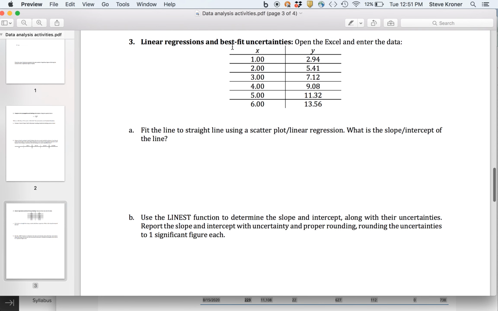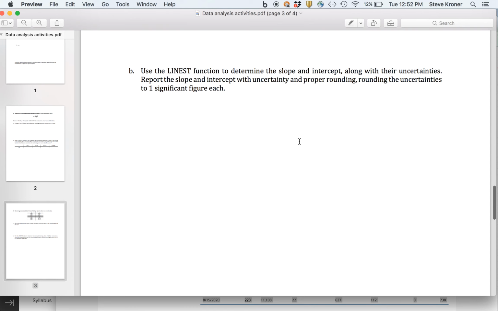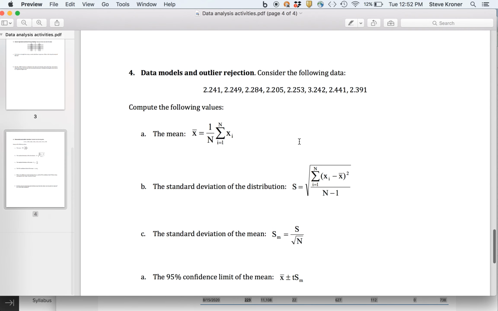Now moving ahead, we have a linear regression. Sometimes we have to do these in the class. I'm going to put up a second video specifically geared towards using the Linest function. You could also find general videos on the internet, but I'll put up a specific video on how we can use the Linest function to give us the slope and the intercept here and their uncertainty values.